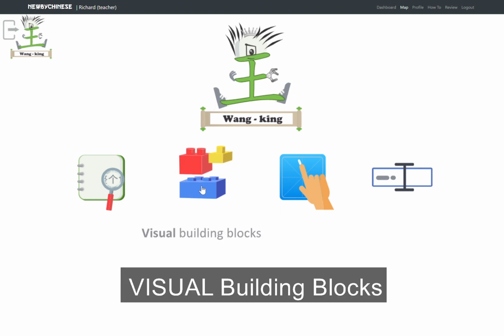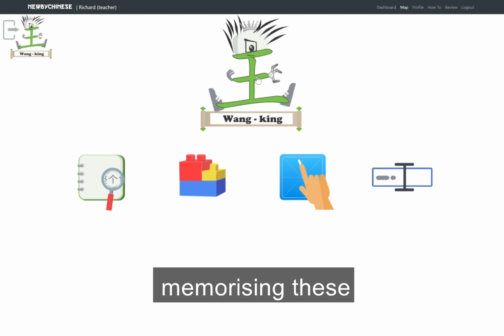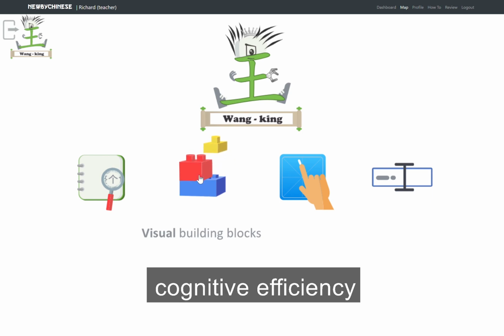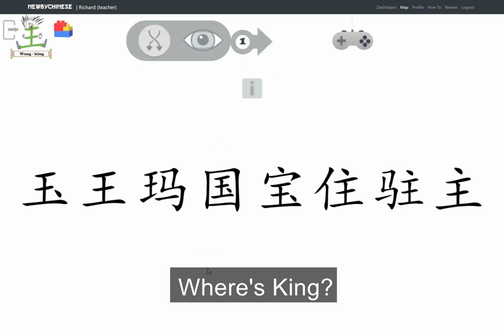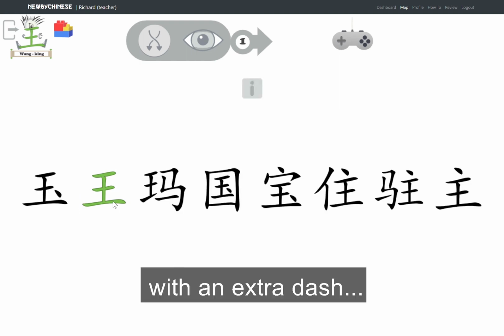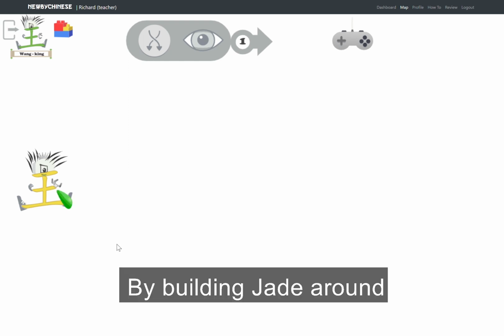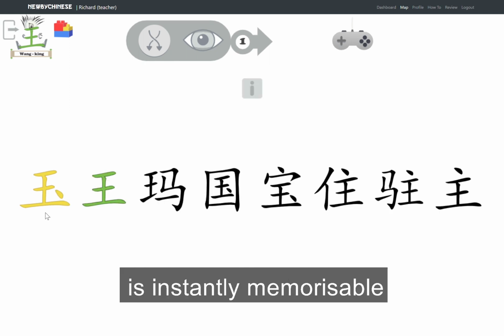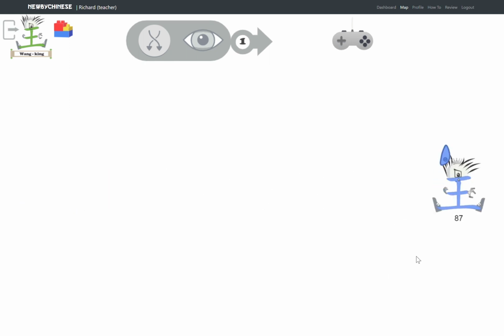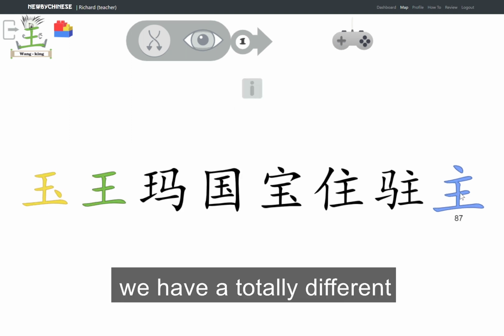So if we step in here to visual building blocks, we're going to now leverage the knowledge they've gained memorizing these 4 lines in order to maximize cognitive efficiency. Here we go. So, where's King? There. King. Wang. Kneel before your king. Okay, cool. Now, if we just add this extra little dash, Jade. By building Jade around this King character, suddenly Jade is instantly memorizable, as is Owner or host. I own everything. Now they're hyper aware that this dash, when it changes position between here and here, we end up with a totally different character.